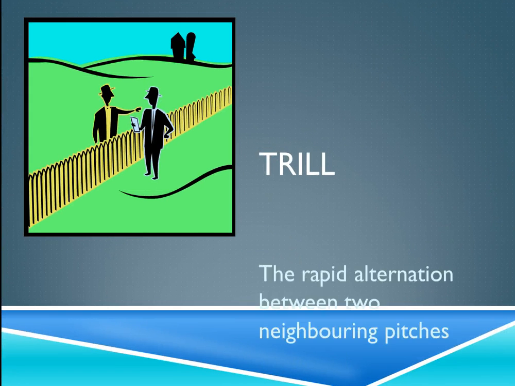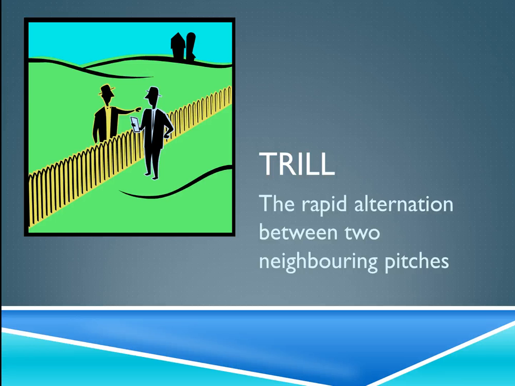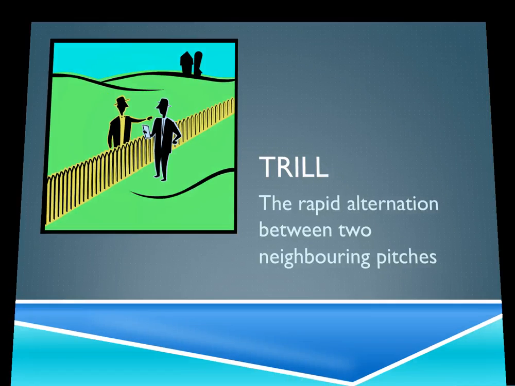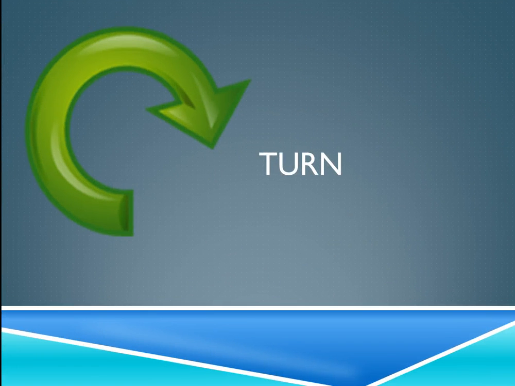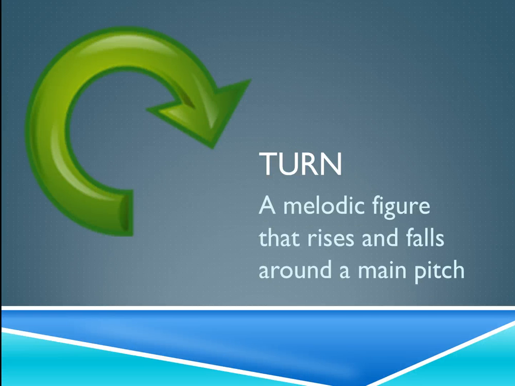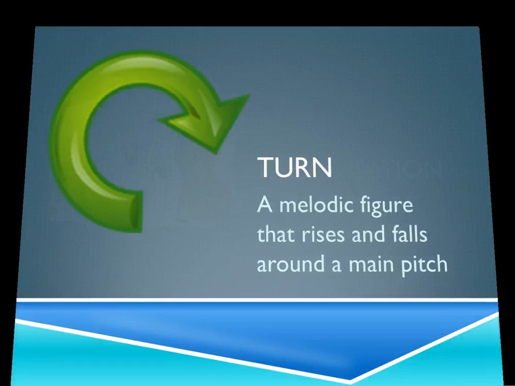A trill. A trill is a rapid alternation between 2 neighbouring pitches. Okay, and the reason is trills were actually used to sustain notes by a harpsichord because they can't actually physically sustain a note. And that was one of the reasons. But trills are often played by xylophones and also steel drums, as well as other instruments. Okay, a turn is a melodic figure that rises and falls around a main pitch. So it's an up and down around the main pitch.